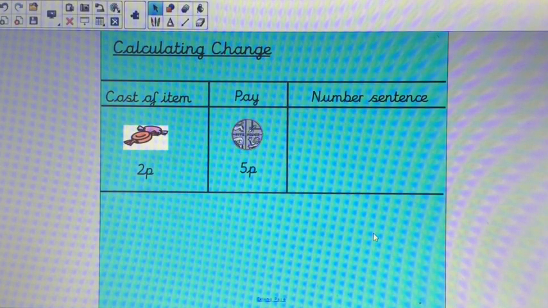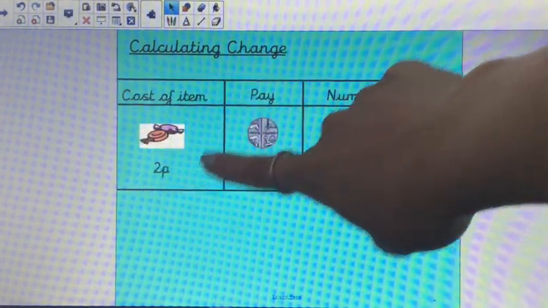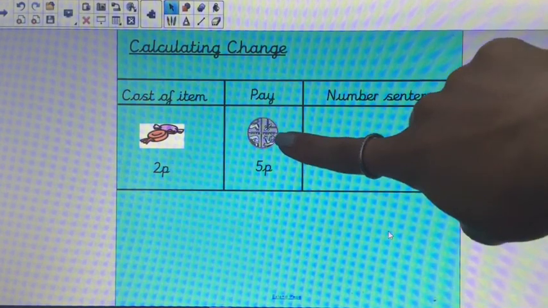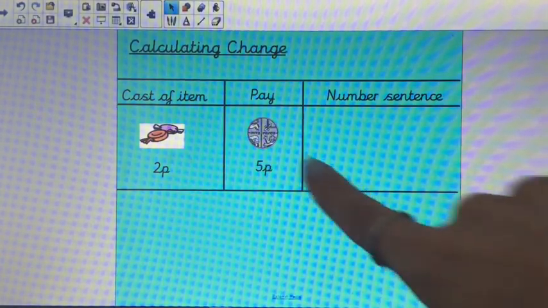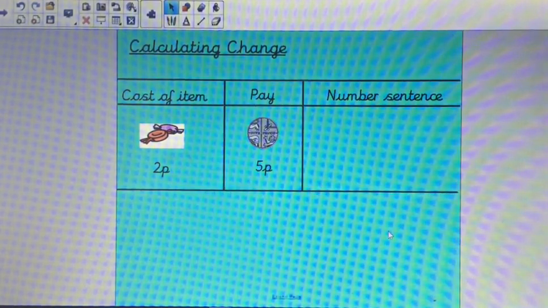Moving on to calculating change. Now, as you remember from the start of the video, sometimes we pay with more than what we need. So that means that we are owed some change. So let's do this example together. So here I am buying 2 little penny sweets for 2p. So I've got the cost of the item that I'm buying here, which is 2p, but I'm paying with a 5p coin. I'm paying 5p. So because I have paid more than the cost of the item, I'm owed some change.